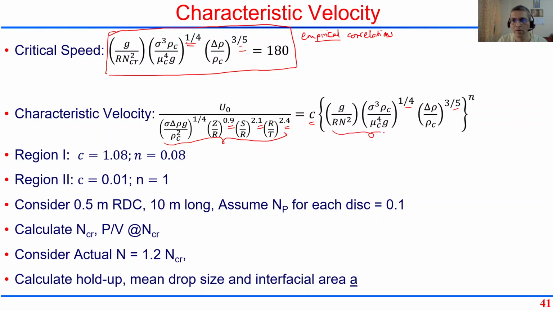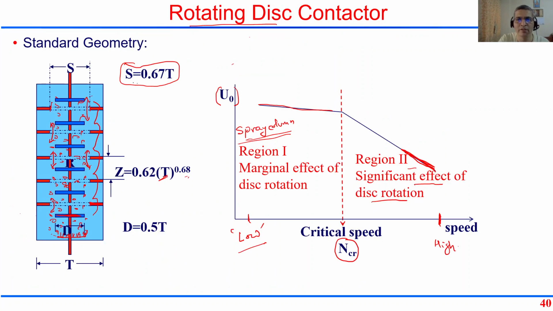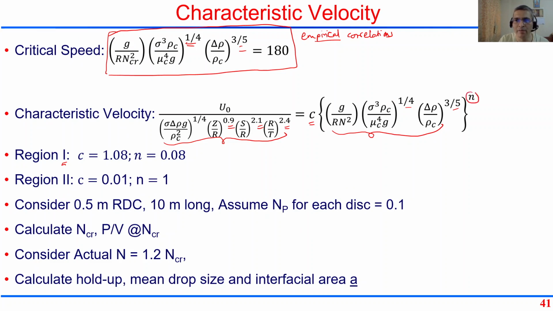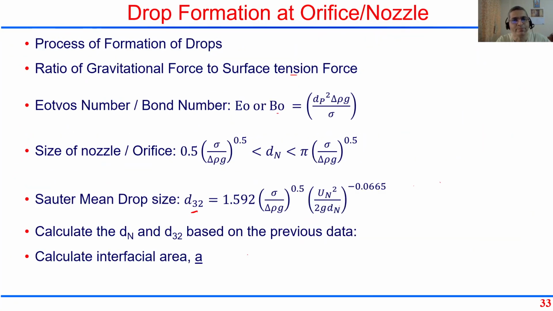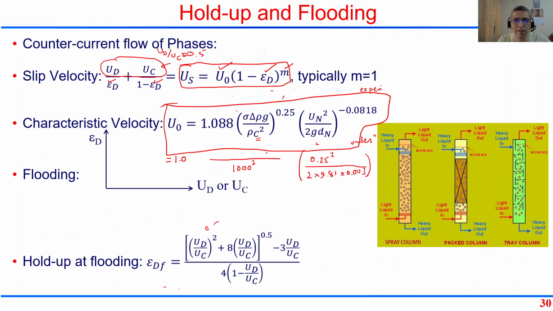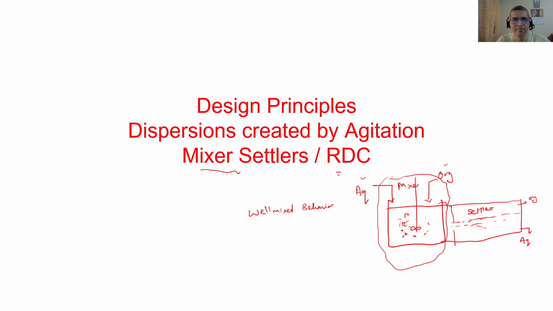It is also related to the power that is put in through the rotation of the agitation. So you can see in region 1, where it behaves like a spray column, this power of n is very small. So it is as if there is practically no effect of agitation. Entire characteristic is decided by this value. We had seen this number, sigma delta rho g by rho c square. It is the same number that we had seen when we had talked about spray columns. Sigma delta rho g by rho c square. And of course other geometry parameters are there.